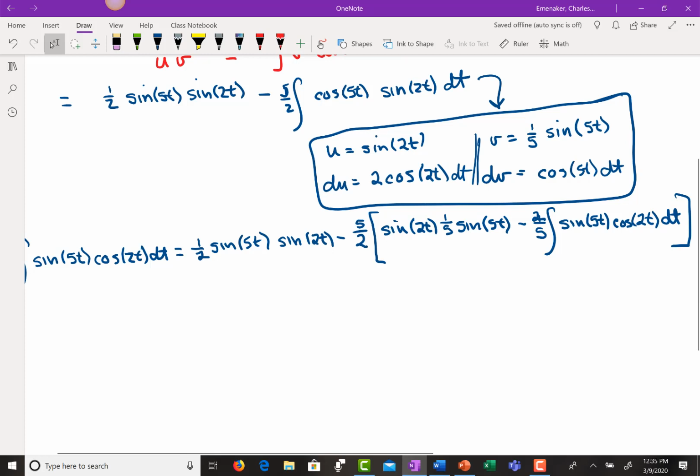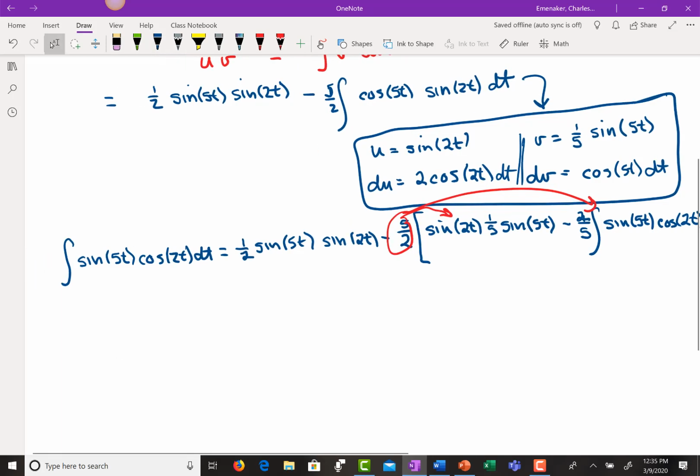Next move is to distribute this 5/2, right? So let's go ahead. On the left-hand side, we're going to continue to have this integral, the sine of 5t cosine of 2t dt equals, we're going to have a 1/2. We're going to have this sine of 5t times the sine of 2t.